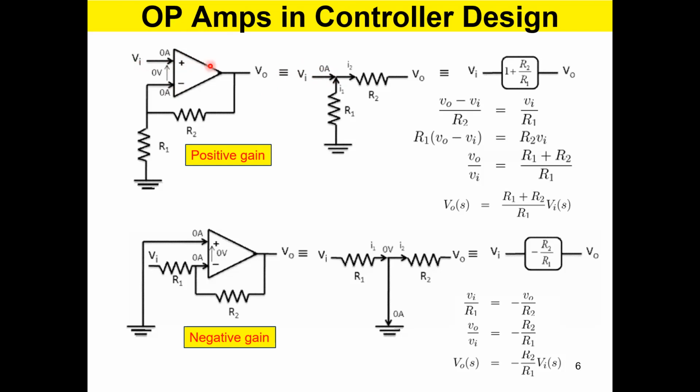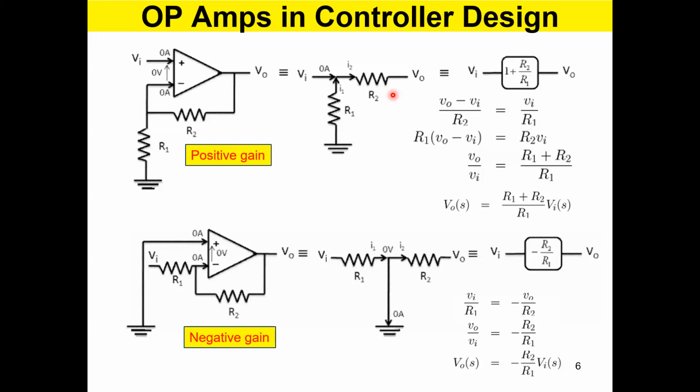There's no current going into the op-amp, so the current is 0 amps. Okay, and then from this point you have a resistor and a connection to the ground, and from the same point you have another resistor R2 connected to the output. So this is a very simple circuit. Now we don't have to worry about op-amps. Solve the circuit.